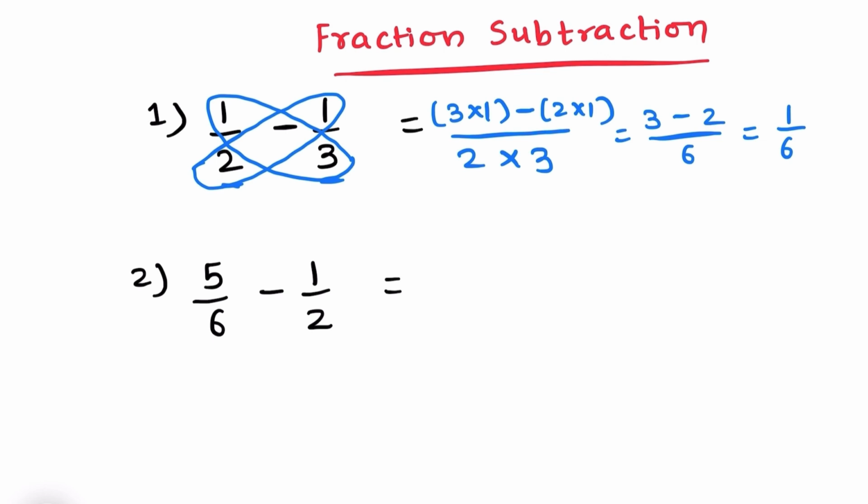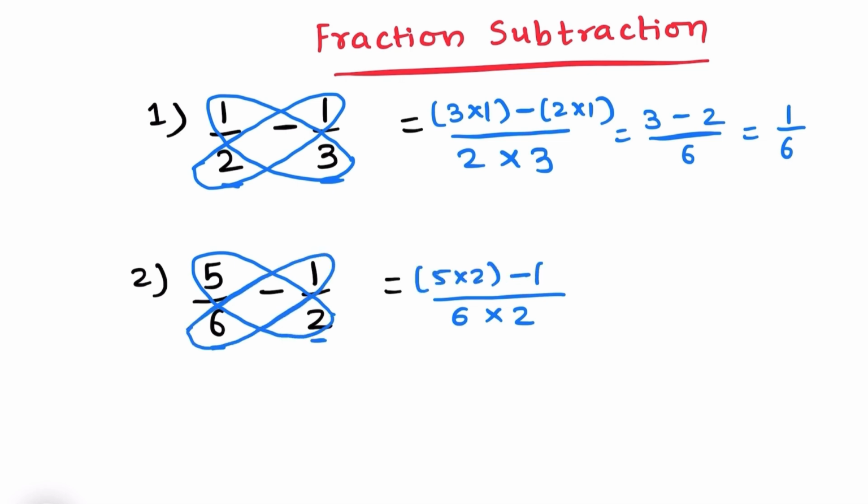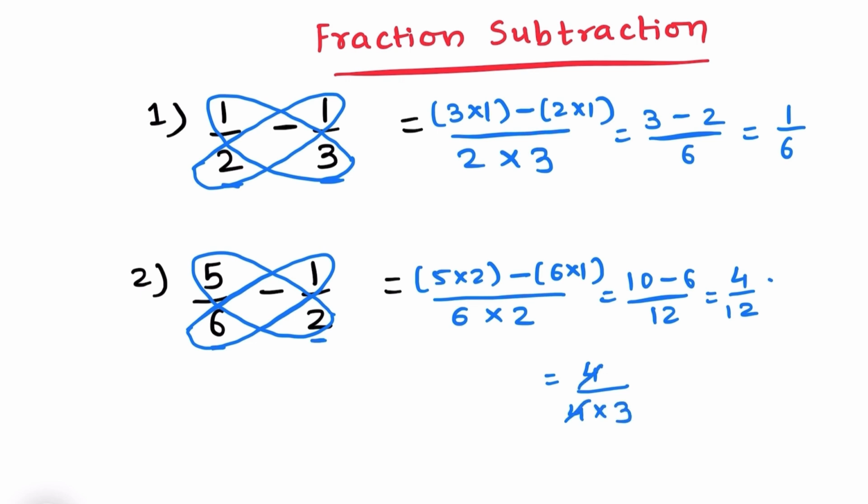The same method we will apply on the second problem. So let's start with the denominators, 6 and 2. So we will multiply 6 with 2. Now we will apply the butterfly method. So 5 multiplied by 2 minus 6 multiplied by 1. 5 2s are 10, minus 6 1s are 6, divide by 6 2s are 12. So 10 minus 6, that is 4, divide by 12, which we can write as 4 divided by 4 3s are 12. So we got our answer 1 by 3.